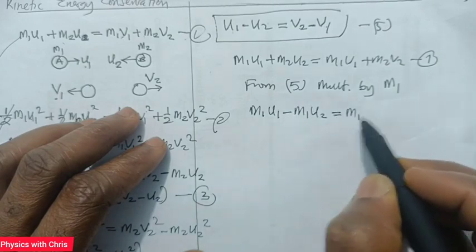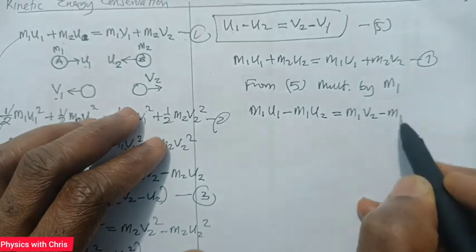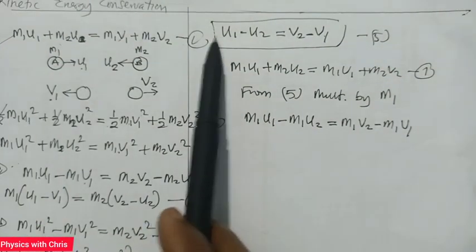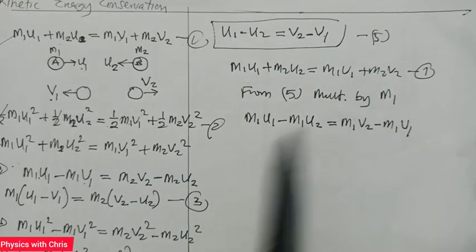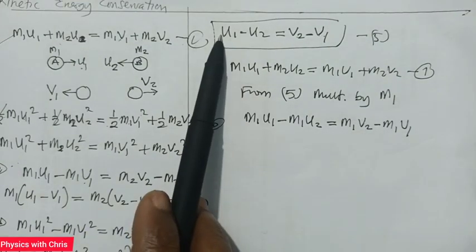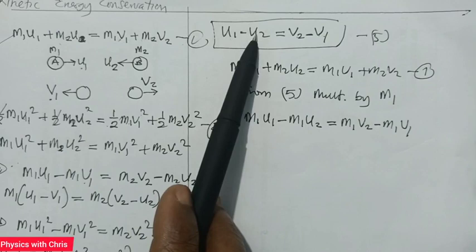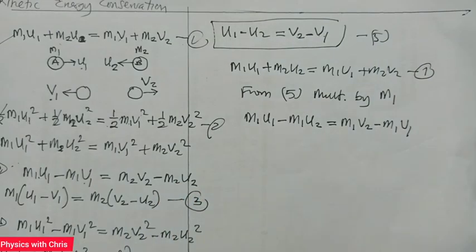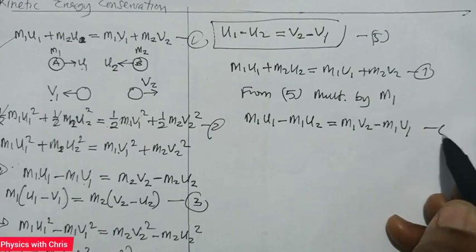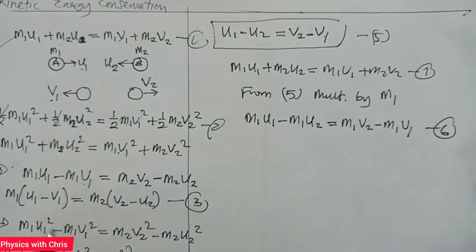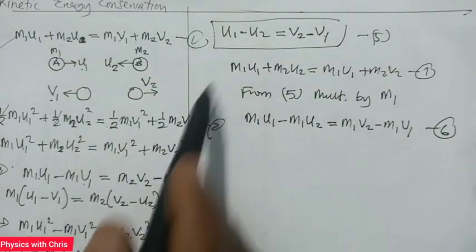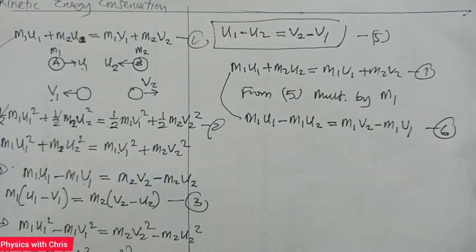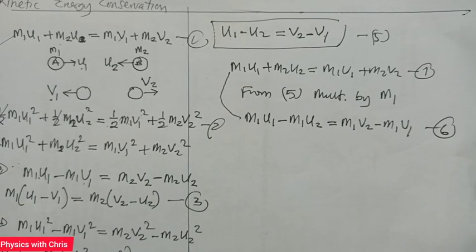Okay, so if I multiply this by m1, I have m1u1 minus m1u2 is equal to m1v2 minus m1v1. I guess you know what I've done. Multiply equation 5 through by m1. So I call this equation 6. So what I want to do now is to add equation 6 to 1, that is, solve these two equations simultaneously. I'm going to eliminate one term.